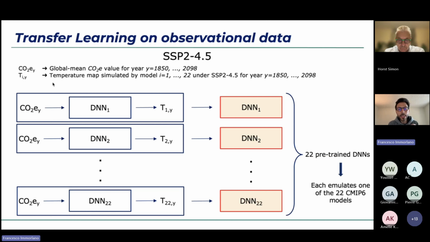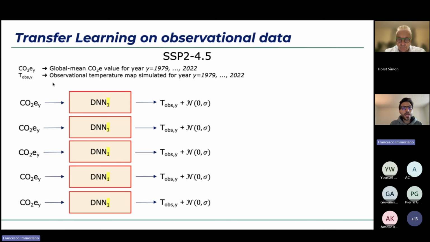Again, let's analyze the approach for SSP245. We start with our pre-trained DNNs, the emulators of the 22 CMIP6 models for SSP245. Then what we do is to consider, for instance, the DNN1, which was pre-trained on the simulation of Model 1, and we fine-tune this DNN 5 times independently on 5 noisy versions of the observational dataset that were generated by adding the noise to each map. Of course, the noise is always slightly different.